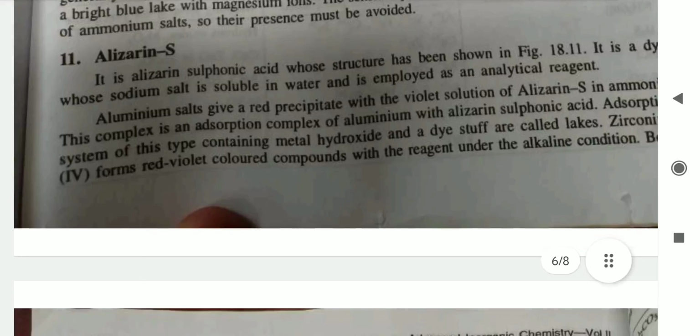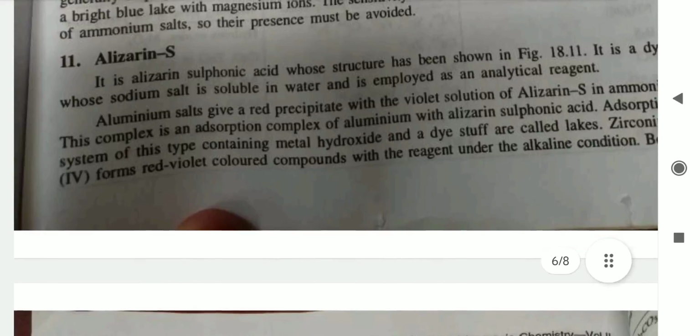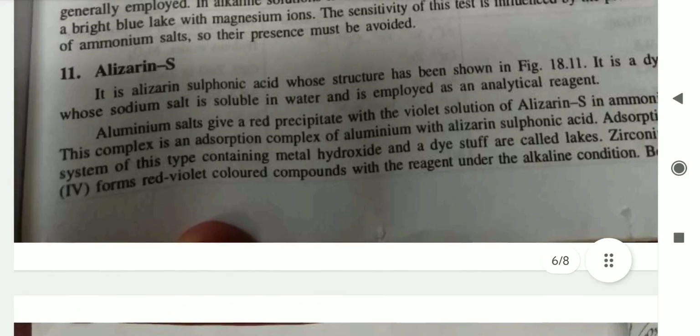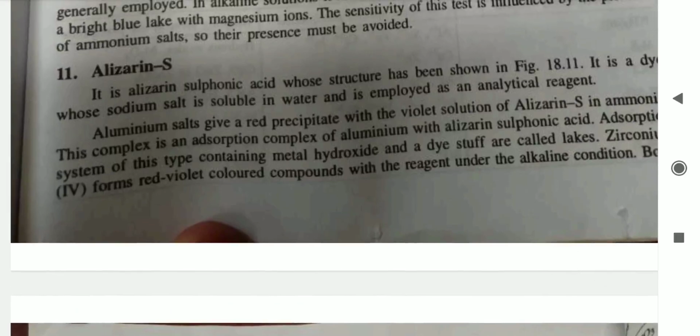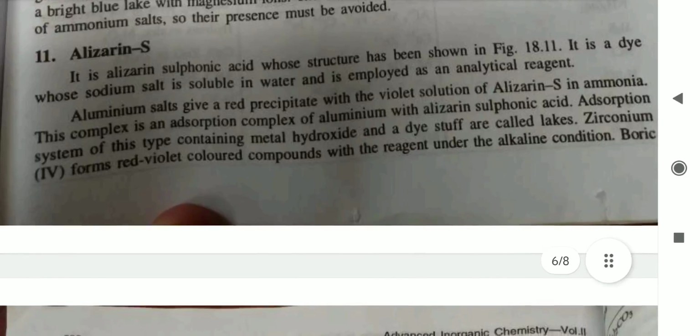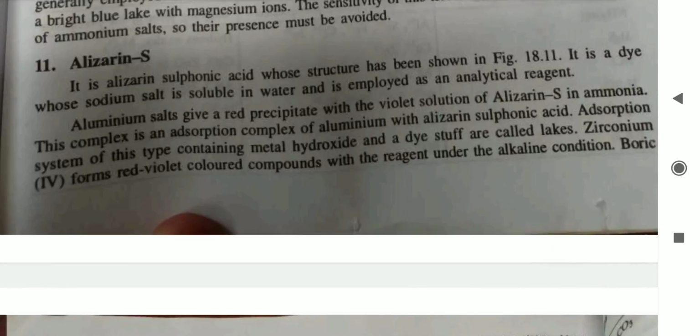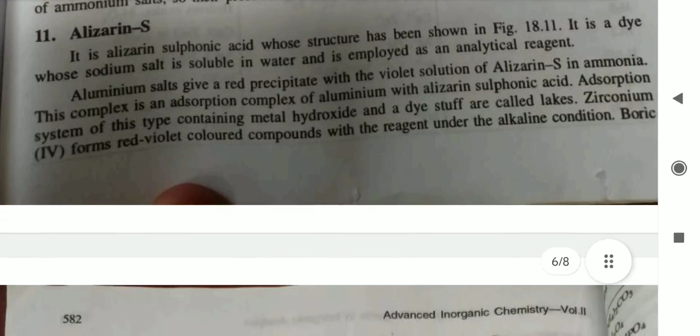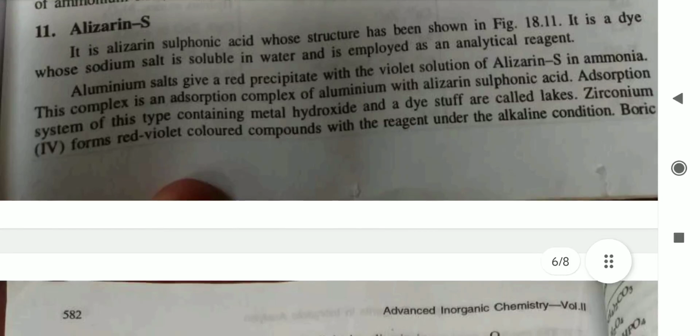11. Alizarin S. It is alizarin sulfonic acid whose structure has been shown in figure 18.11. It is a dye whose sodium salt is soluble in water and is employed as an analytical reagent. Aluminium salt gives a red precipitate with the violet solution of alizarin S in ammonia. This complex is an adsorption complex of aluminium with alizarin sulfonic acid. Adsorption systems of this type containing metal hydroxide and a dye stuff are called lakes.